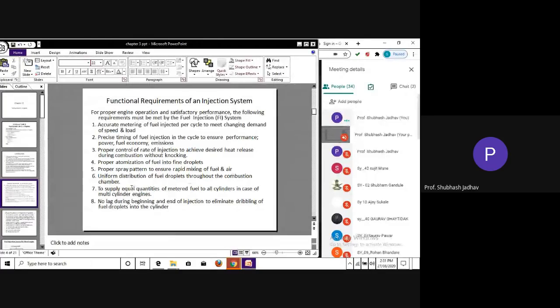Next point is to supply equal quantity of fuel to every cylinder. So obviously, every cylinder requires equal quantity of mixture to be supplied, or else what will happen? It will result in the vibration of the engine, and that will lead to the maintenance and higher discomfort. So that has to be taken care. Then no lag during the beginning and the end of injection. That means, in other words, no dribbling.